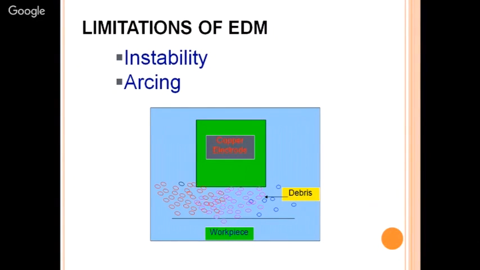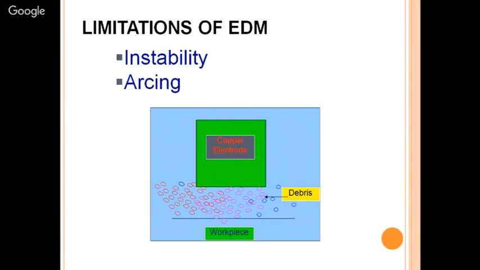So in EDM, the picture is not all rosy. There are thorns also. EDM also suffers from some limitations, and one of the limitations is instability or arcing. Arcing is this: the gap between the tool and the workpiece is very, very small.